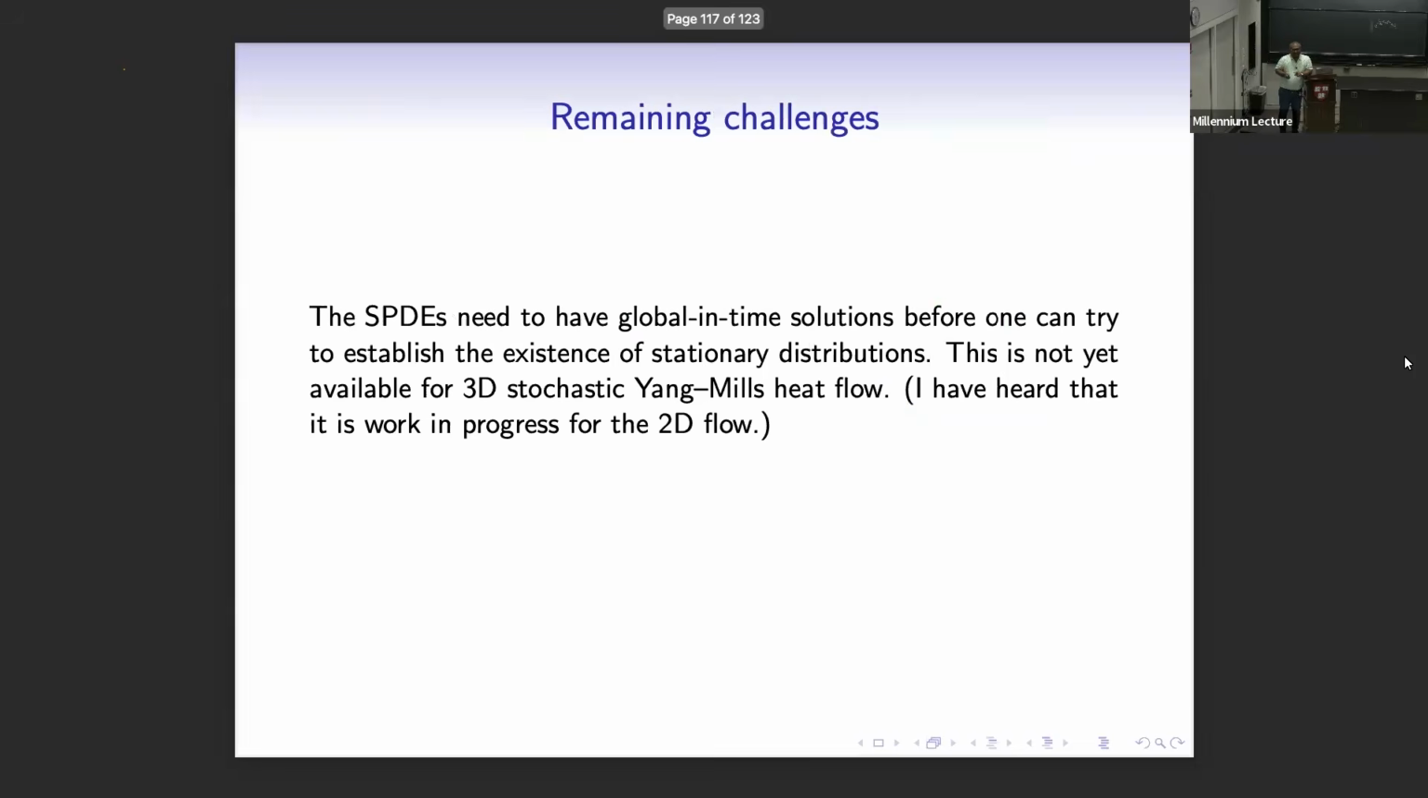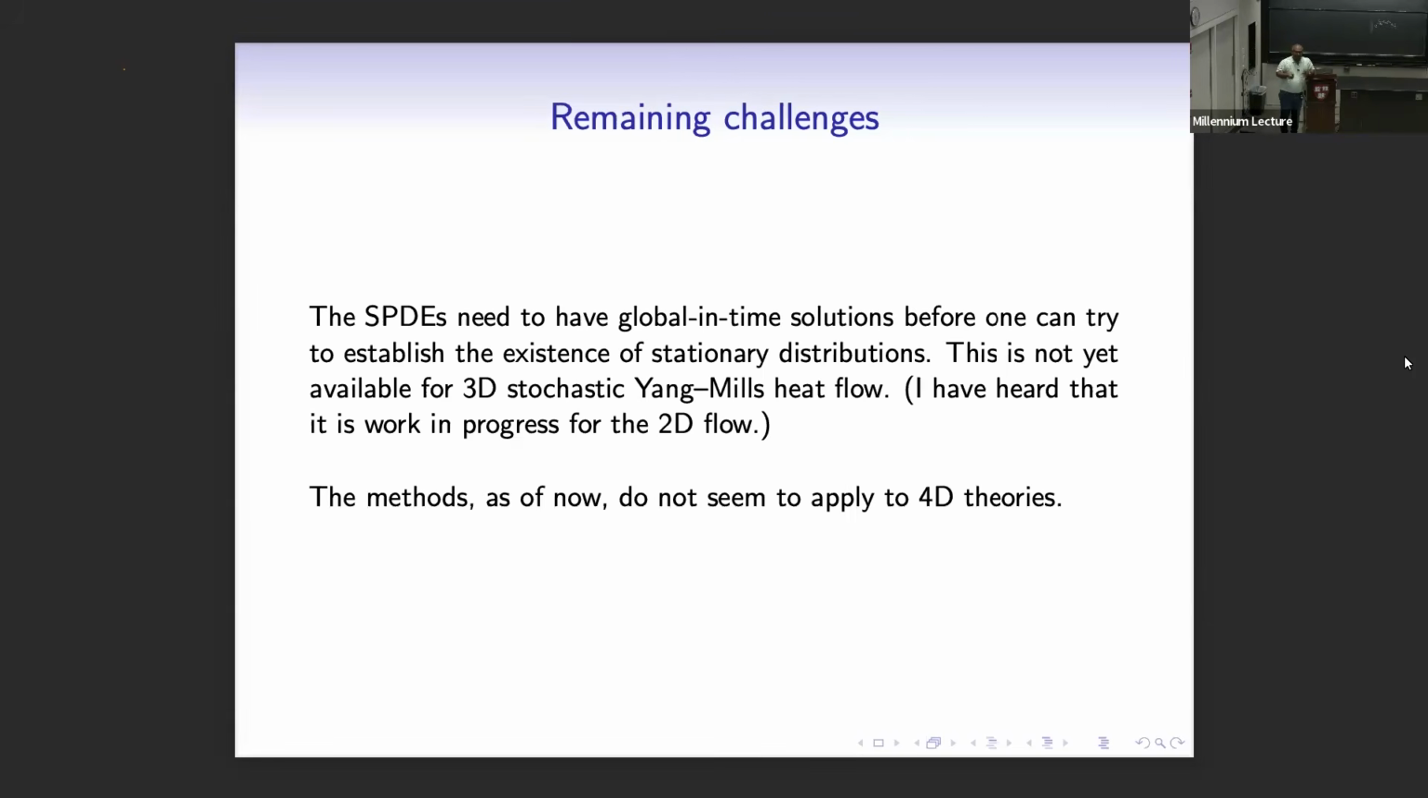Now, what remains to be done is that these SPDEs that have been constructed need to have global in-time solutions. That is one of the main problems, that you have only local in-time, short-time solutions. You need global in-time solutions because remember, their invariant measure, the stationary distribution, is the Yang-Mills theory that you're trying to construct. So to prove that there is an invariant measure, you have to be able to prove that there is a global in-time solution.